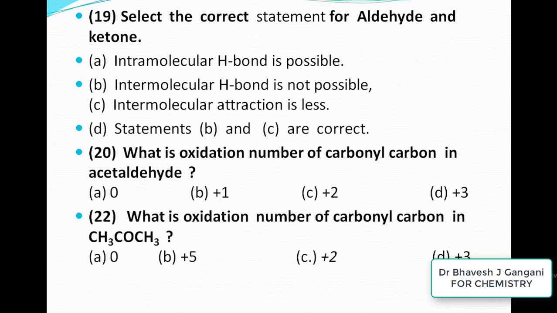Now next, what is the oxidation number of carbonyl carbon in acetone? CH3COCH3 is nothing but acetone. Now it will be +2. Now you know very well, carbonyl carbon में oxidation number is always +2.